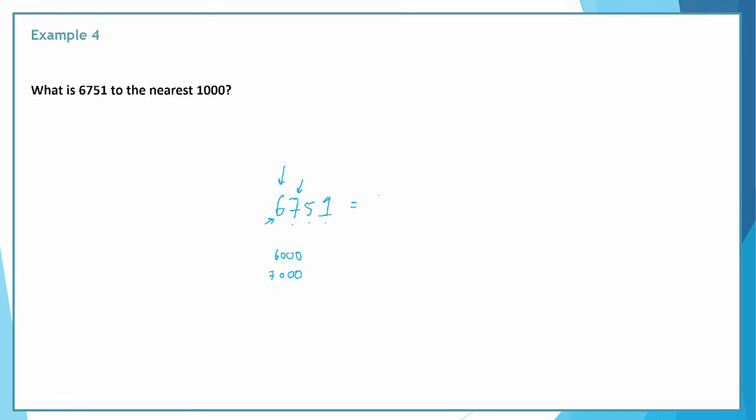Just like we did previously, we're going to look at, is our decider greater than or equal to 5? Well, here our decider is 7. So it's greater than 5, which means that we add 1 to our last digit. So instead of writing 6, we write 7. And that's how we know that it's closer to 7,000. Since we rounded to the nearest thousand, this becomes 7,000. So 6,751 rounded to the nearest thousand is 7,000.